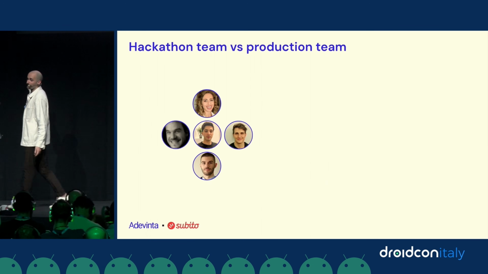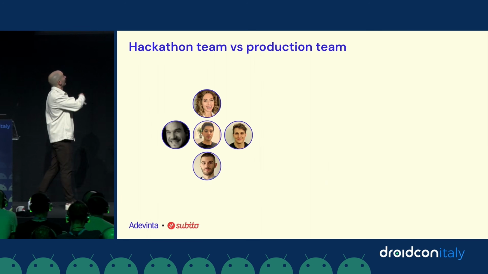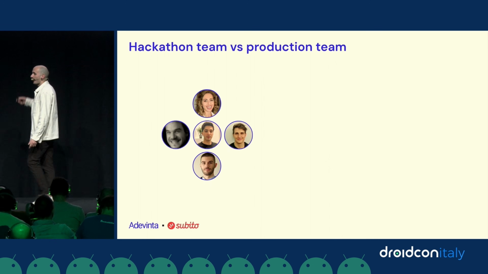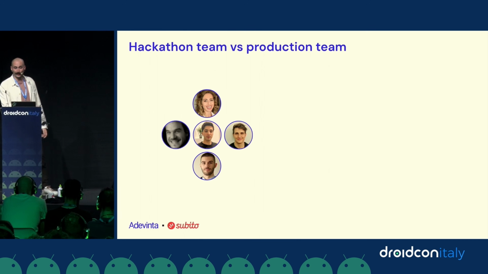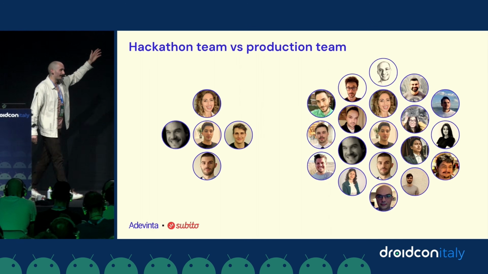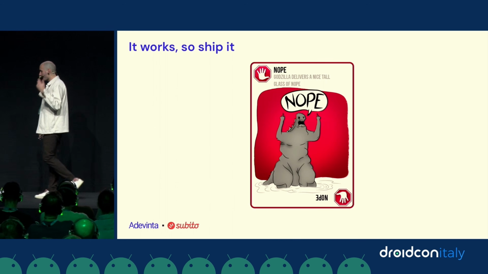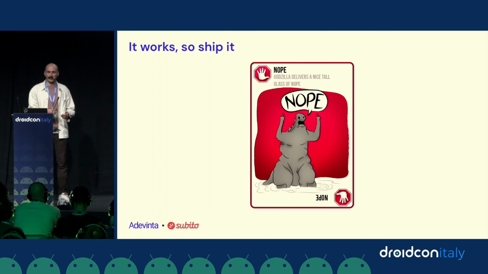The hackathon team was just 5 people: a data scientist, a data analyst, an iOS developer, a backend developer, and an Android developer, obviously. We are Droidcon. And this is the actual production team, way bigger, because as I said before, many things are overlooked during a hackathon project.